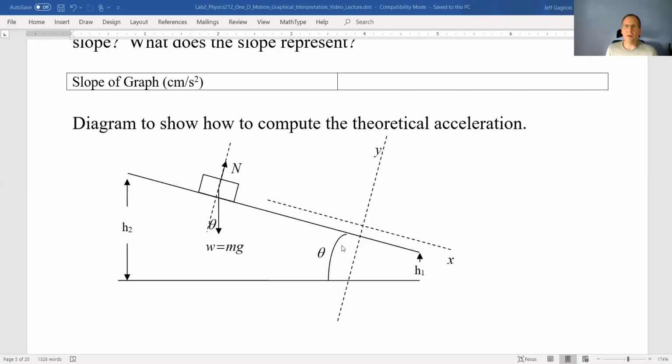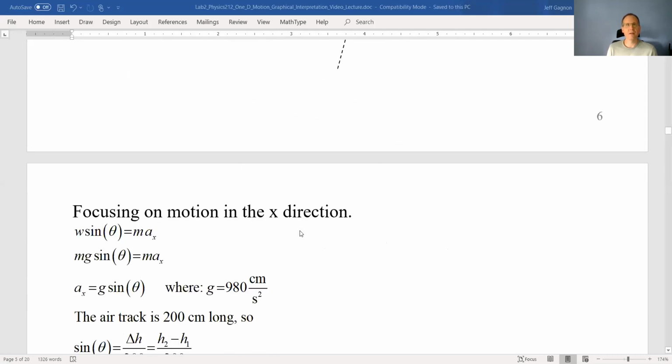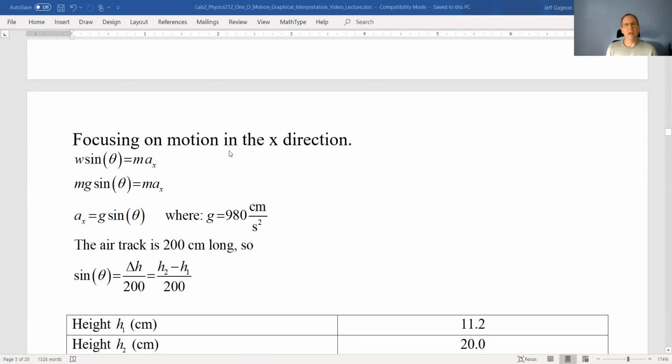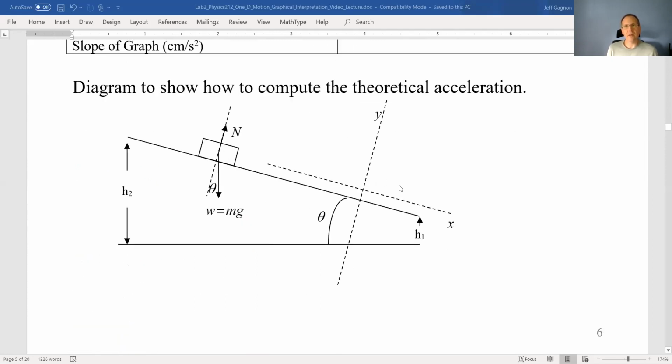And then the angle that the air track makes with the horizontal turns out to be the same as this angle right here that the weight makes with a line that's perpendicular to the track. So this angle theta is the same as that angle theta. So if we look at what's going on in the x direction, I oriented my coordinate system so that x just goes down the air track, right? And y is perpendicular to the air track.